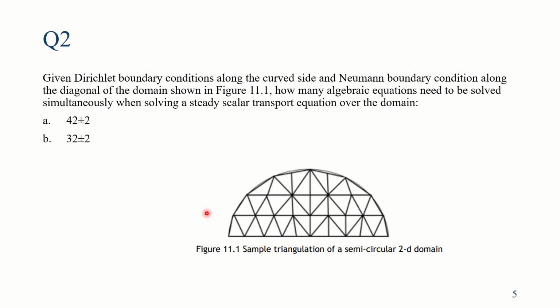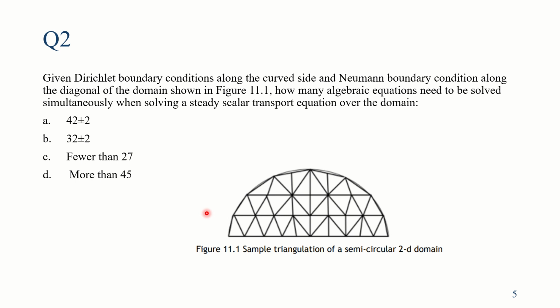Option B, it is 32 plus or minus 2. Option C, fewer than 27. Option D, more than 25. So we have seen that there are completely 42 cells, and in addition to that we can say that 2 more cells are there from which we can get an equation or not. It depends on this boundary condition and the system.